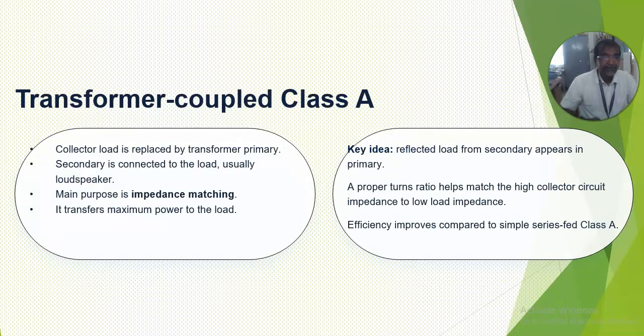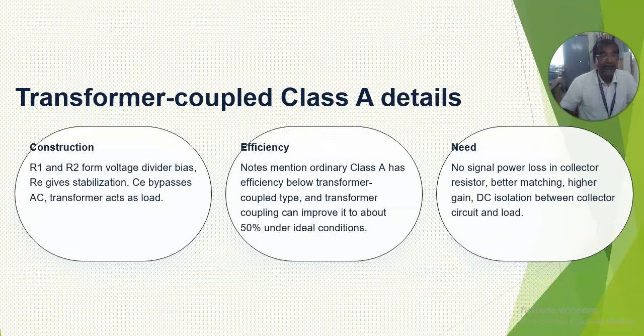Now the transformer coupled Class A. Here the collector load is replaced by the transformer primary. The secondary is connected to the load, usually the loudspeaker. The main purpose is impedance matching. It transfers maximum power to the load. The key idea is that the reflected load from the secondary appears in the primary. The proper turns ratio helps match the high collector circuit impedance to the low load impedance. The efficiency improves compared to the simple series fed Class A amplifier.